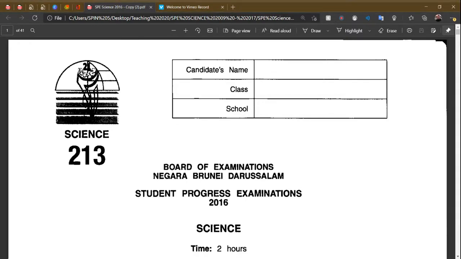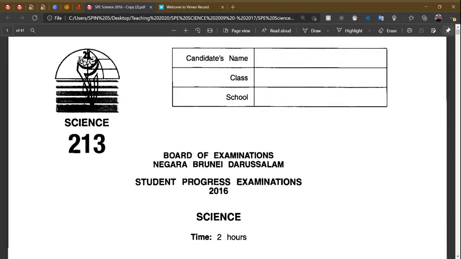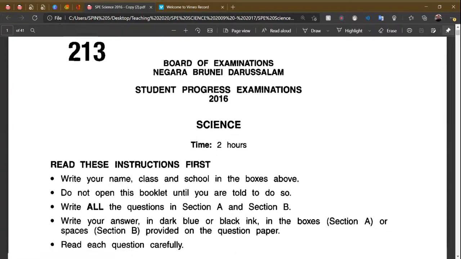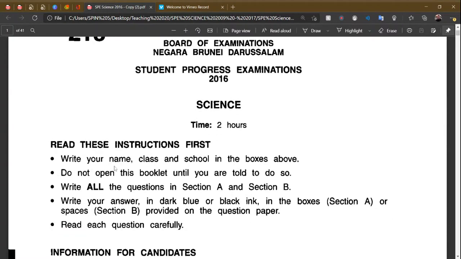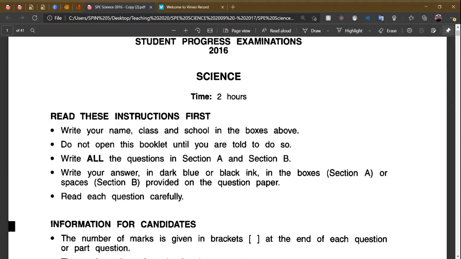Today we're going to discuss the SPE 2016 science. As usual, the paper is 2 hours and make sure to read all the instructions, to write down your name, your class and the school in the boxes provided. And make sure you answer all the questions in section A and section B. There is no choice for this paper.